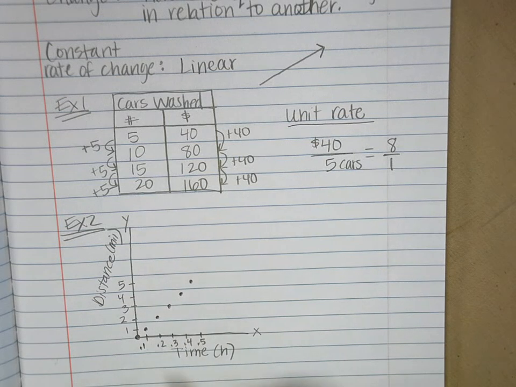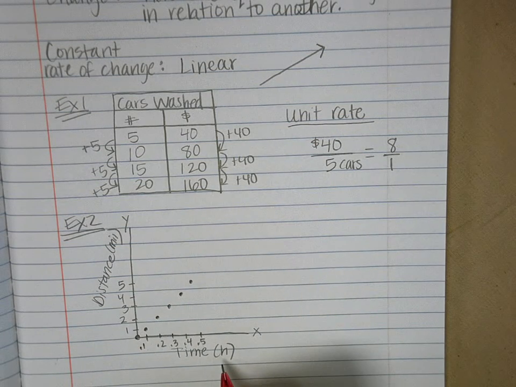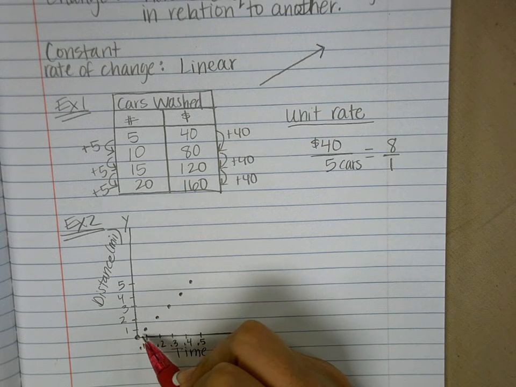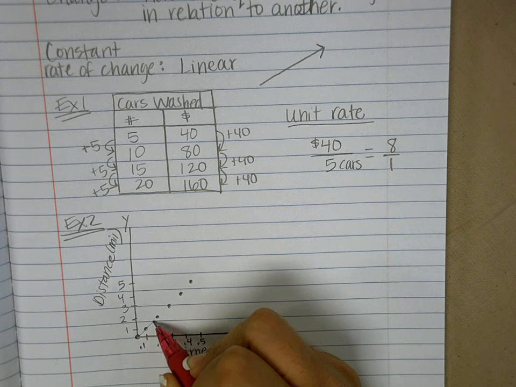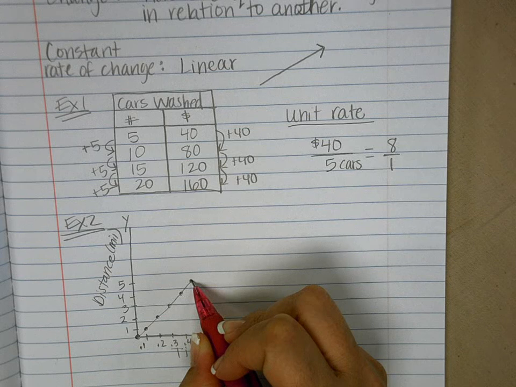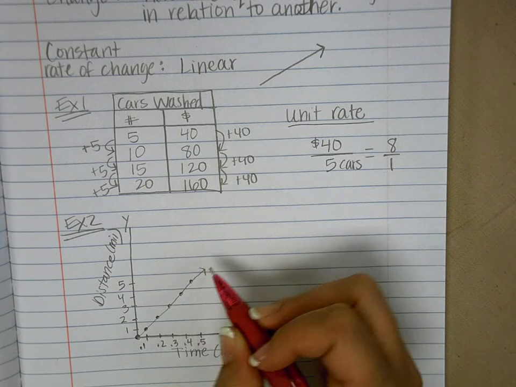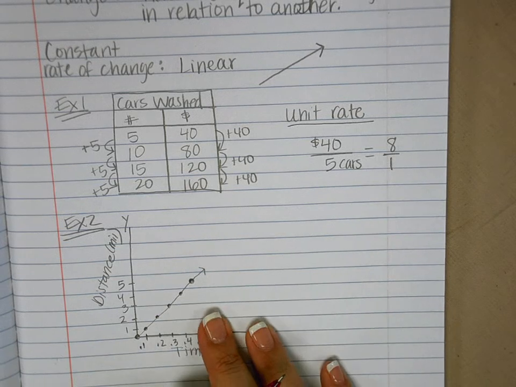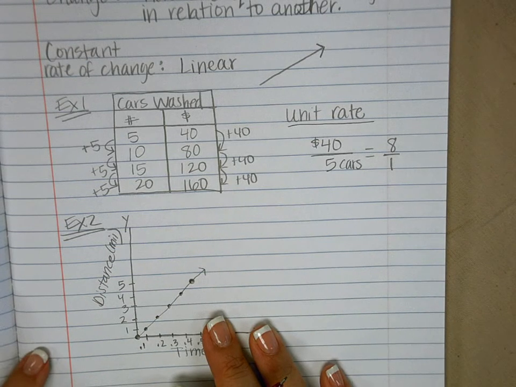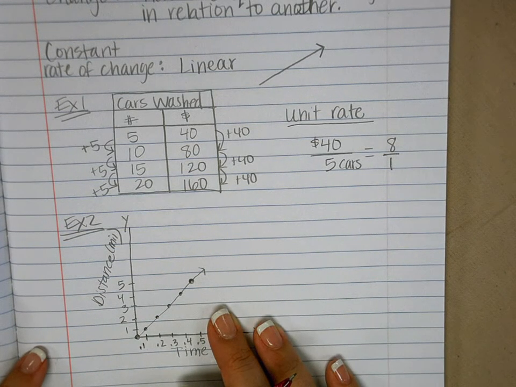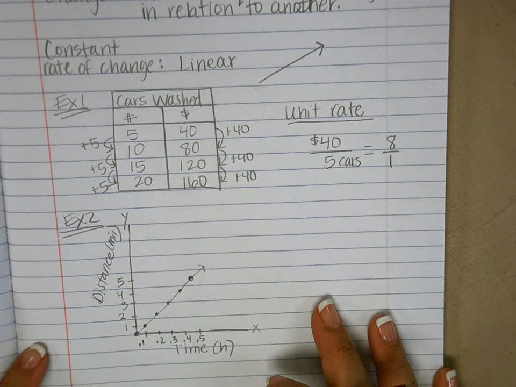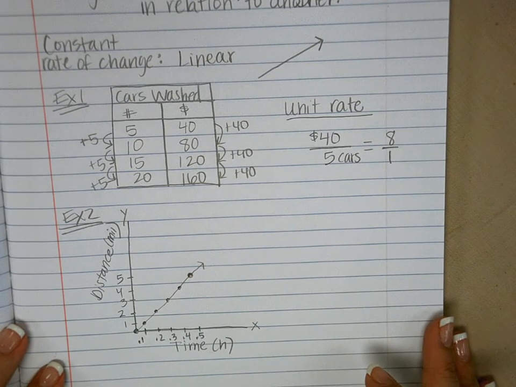Okay, so I'm just driving along. These are my minutes and these are my miles, okay? I drive slow. Here we go. So it could keep going, right? But let's just say I stop right here. Is this linear? Yes. Is this constant? Yes. Is this proportional? Yes. Does it go through the origin? Yes. Okay, so we already know that.